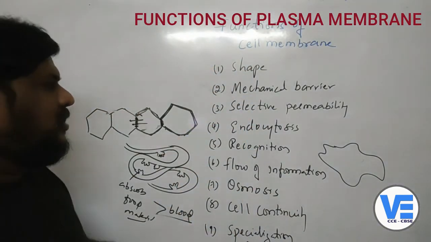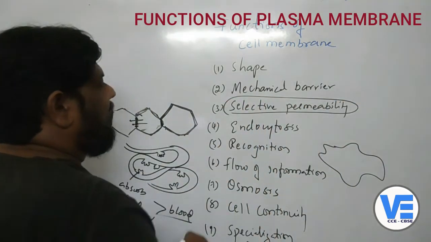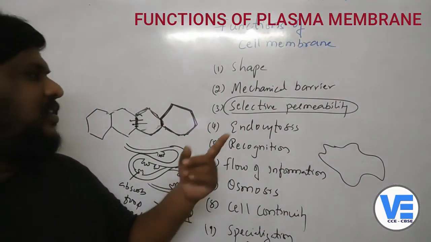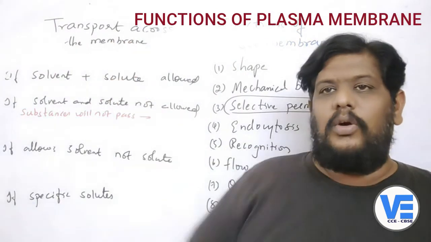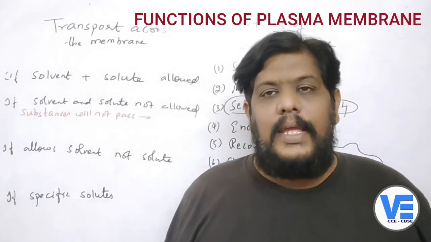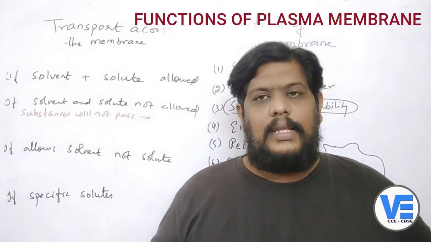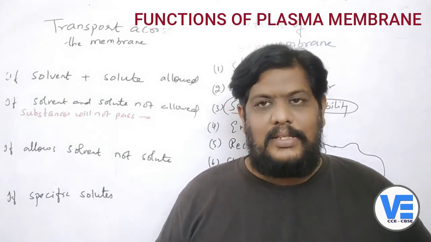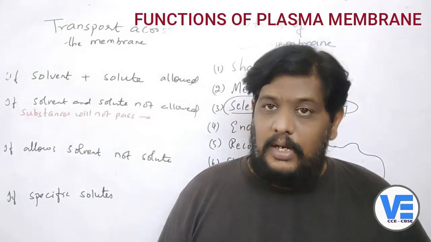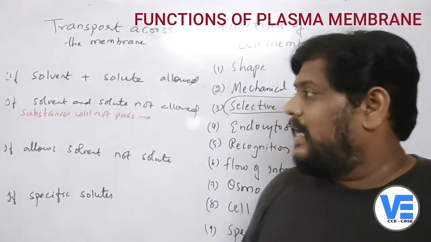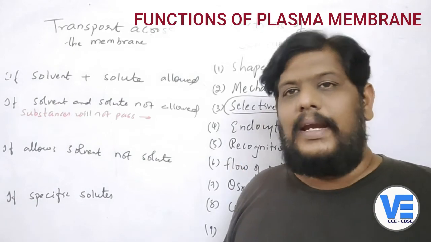So the major function we have learned here is selective permeability, through all the examples and experiments which we have done. Is it clear? So next we are going to see the transport across the membrane. Okay, the entry and exit of materials through the membrane. So what is allowed and what is not allowed? Based on that, the cell membrane can be of four different kinds, in four different conditions, you can say.